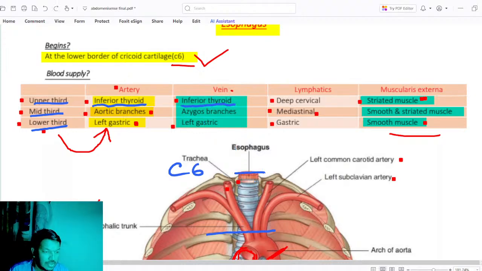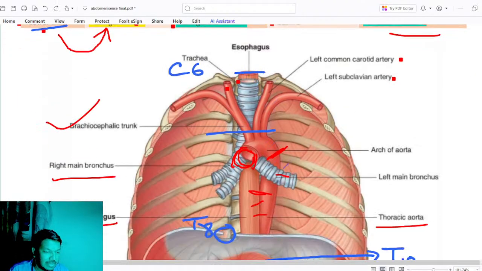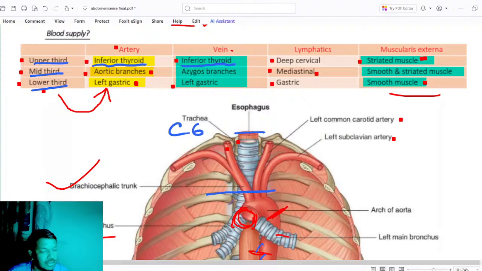Then the middle 1/3, due to its anatomical location, is very closely attached to the aorta. So it will get supply from the branches of the aorta. That's why the middle third is from the aortic branches and the vein will be the azygos vein.